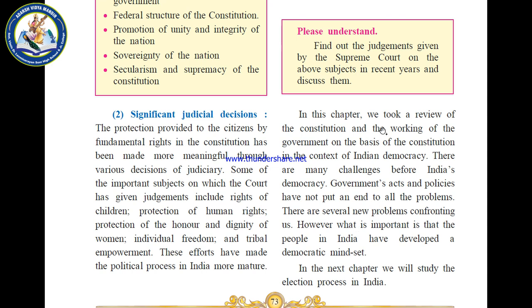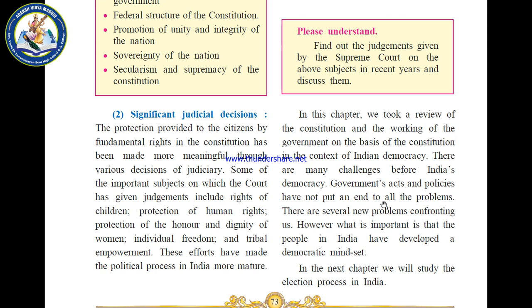In this chapter we took a review of the constitution. We saw completely what a constitution is, and the working of the government on the basis of the constitution in the context of Indian democracy. So in Indian democracy, the government's working is based on the constitution, and how the Indian democracy is working on the basis of the Indian constitution.